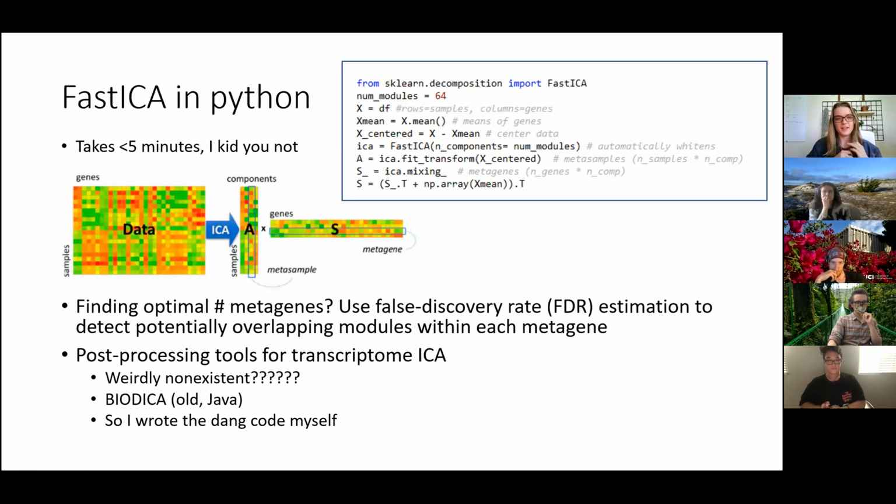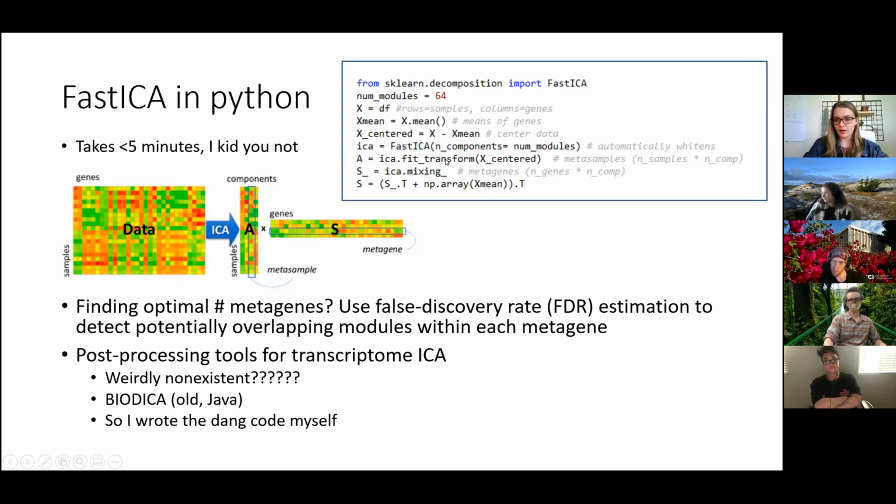All right, so to use ICA, the best way is using this Python package. It's called FastICA. There is a package in R, but it's not as good. So this chunk of code up here, besides the post-processing, is all it is, and this runs within 5 minutes, which is really amazing. You have your data, and then you have these 3 lines of code to do all the ICA. And then you get your matrix of the metasamples and your matrix of the metagenes.